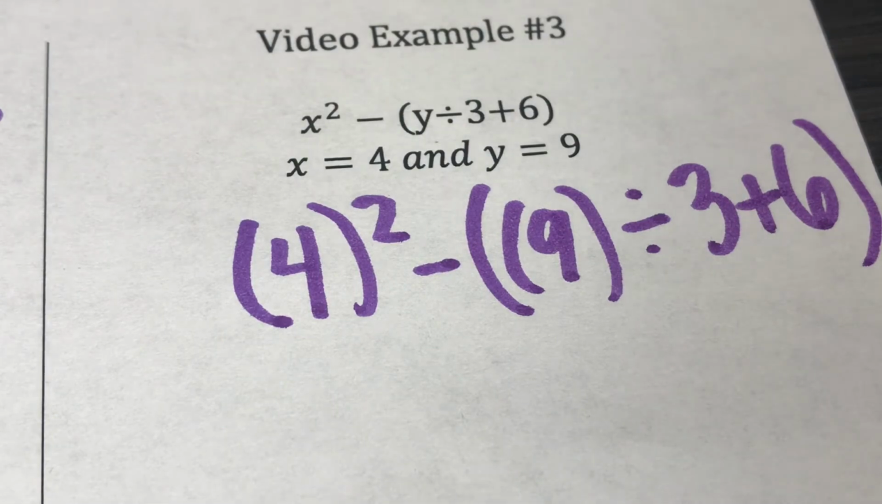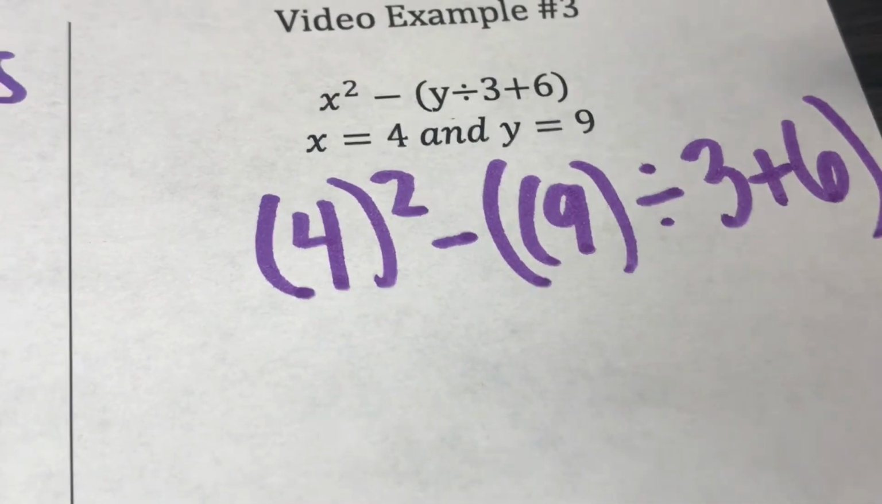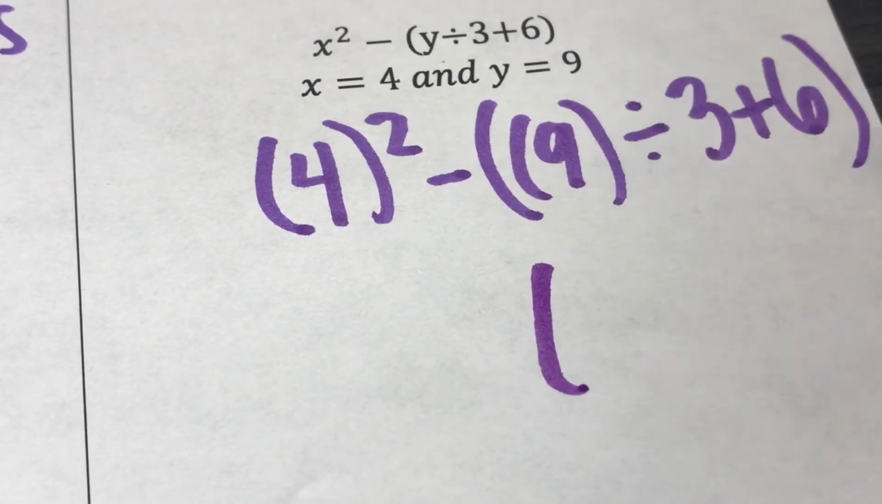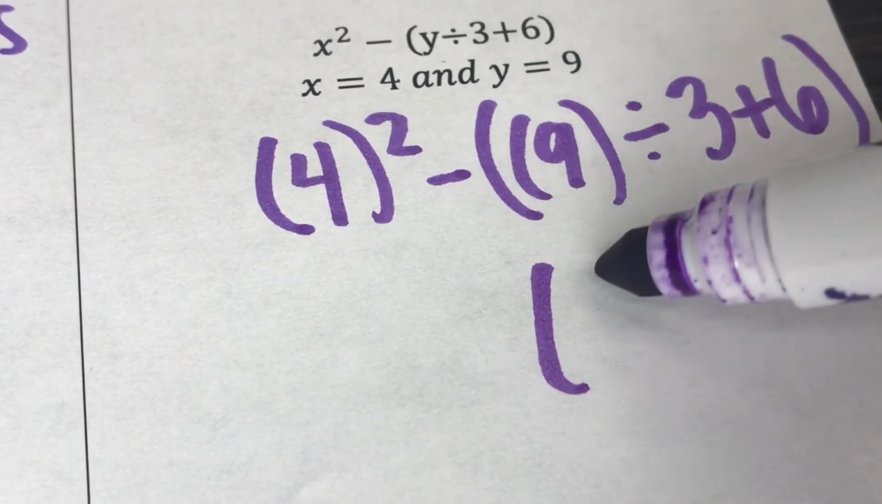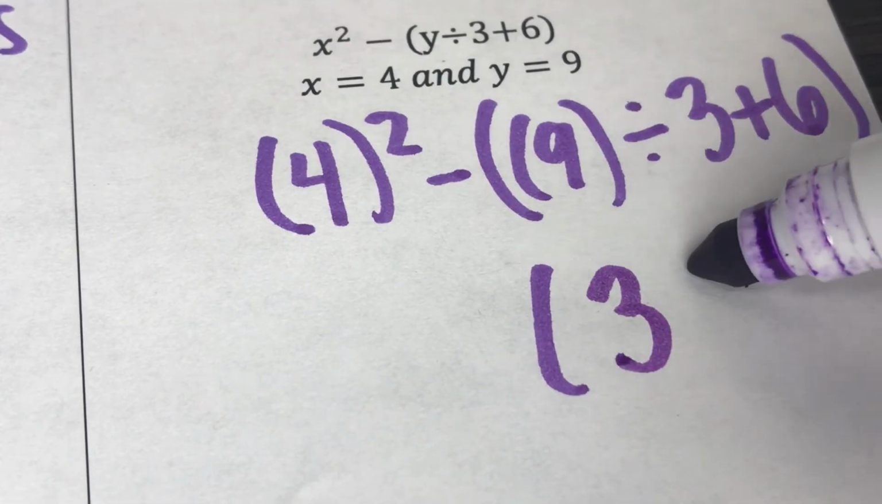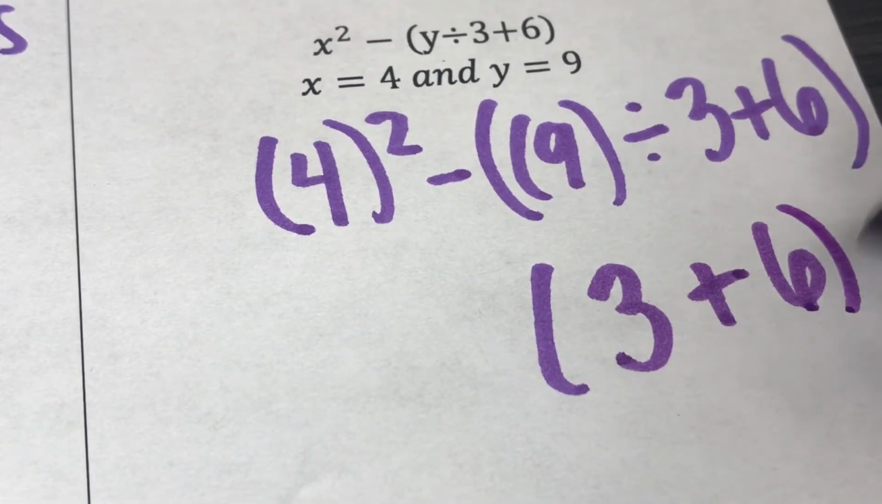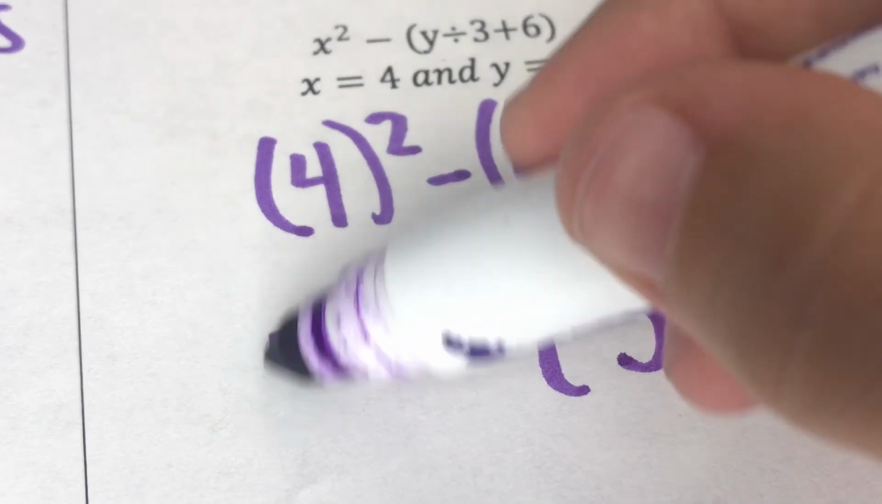So remember, in PEMDAS, it starts with a P. So we have to worry about this parentheses over here first. So let's do that. We have division and addition in this parentheses. And we know by PEMDAS, we do division first. So 9 divided by 3 is 3. And we'll rewrite the rest.